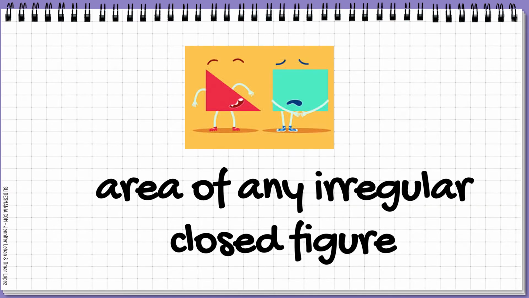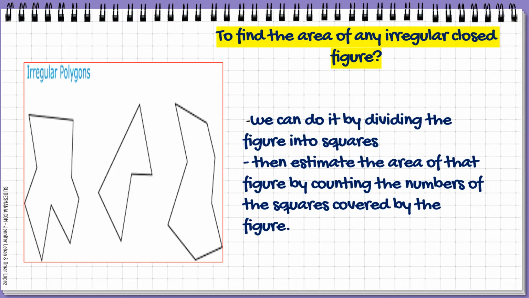Before we learn how to find the area of any irregular closed figure, we should know what we mean by an irregular closed figure. An irregular closed figure is a figure that is not a standard geometric figure. But some irregular figures are made up of two or more standard geometric shapes too. So let's look at some irregular polygons here.